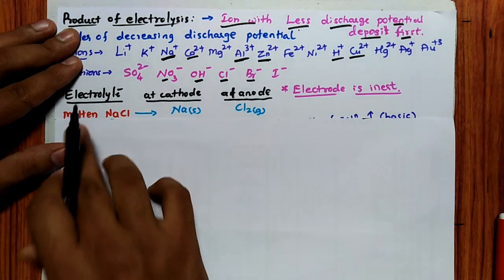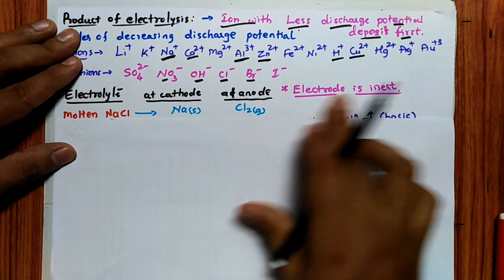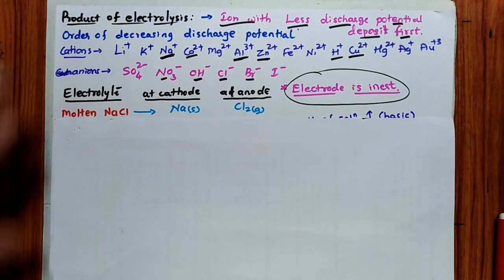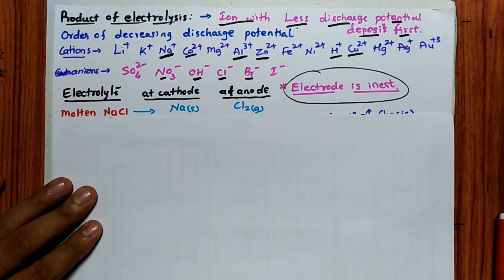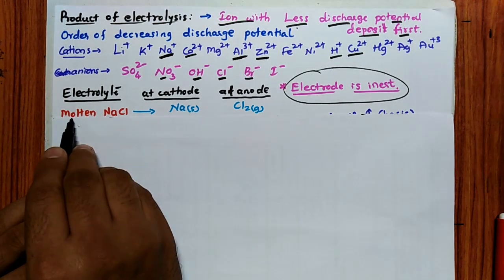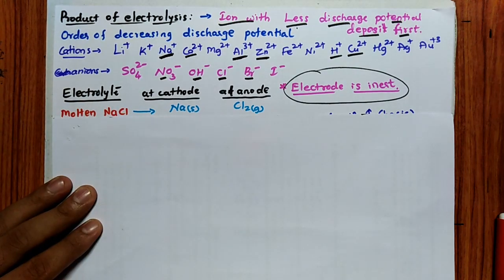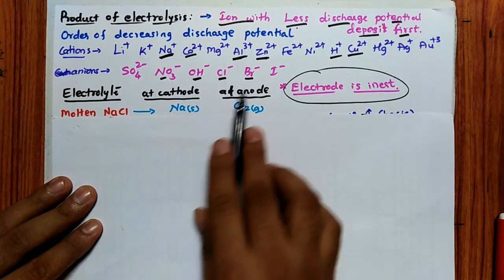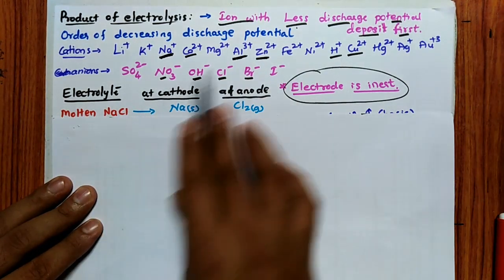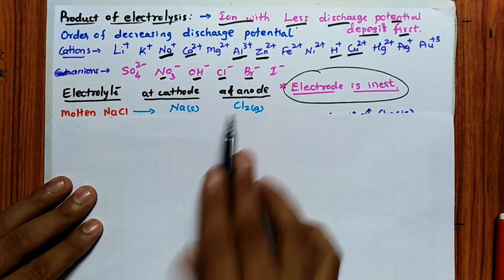See, the electrolyte I have considered, at cathode and at anode. The electrode is inert, very important. We have considered an inert electrode. Now molten NaCl. Molten NaCl means only two ions, Na plus and Cl minus, because molten, I have not added water. Hence the products of electrolysis are sodium at the cathode and Cl2 at the anode. Very simple. Cl minus deposits as Cl2, oxidation takes place at the anode.